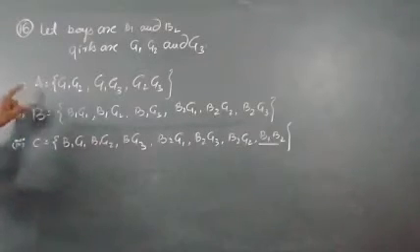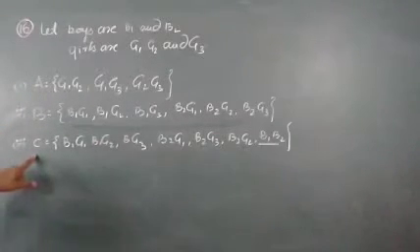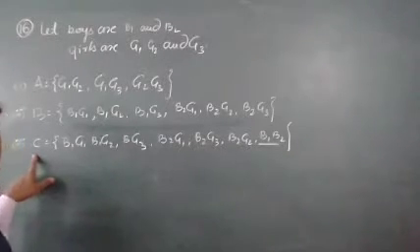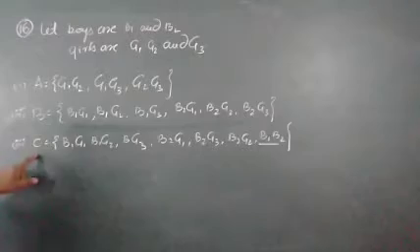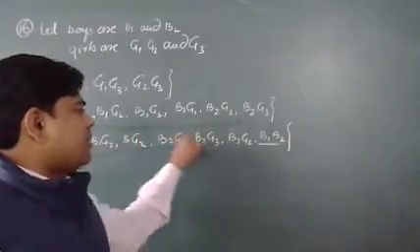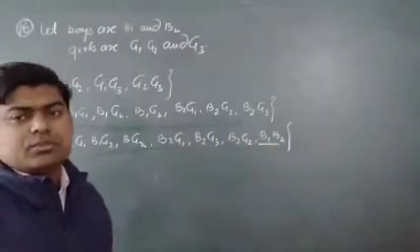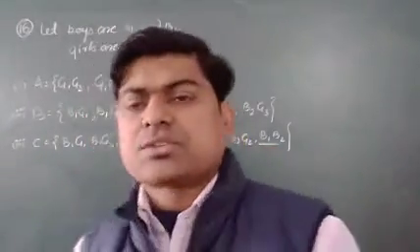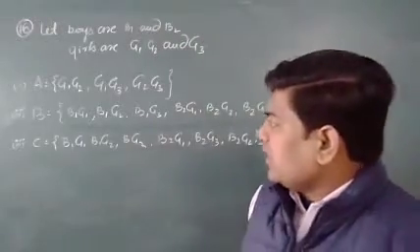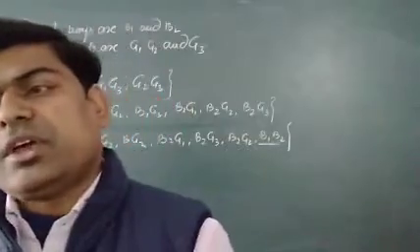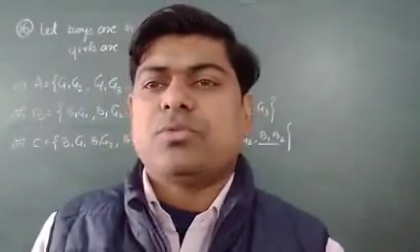You can see in A and C there is no common element, so I can say A and C are mutually exclusive. But when we think about B and C, I can see all these elements are common in both except this one. So I can say B and C are not mutually exclusive. A and B are mutually exclusive. A and C are mutually exclusive events. Hope you have got all these things.